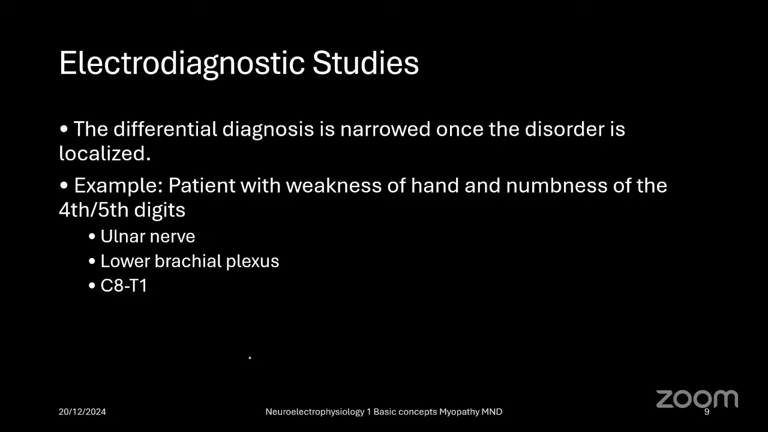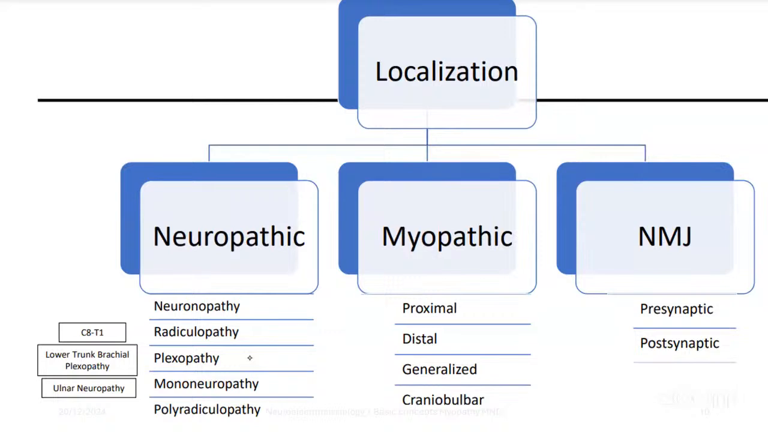Patients with weakness of the hand and numbness of the fourth and fifth digits usually, by and large, have an ulnar nerve problem. But if you look down from the brachial plexus, the ulnar nerve originates from the lower brachial plexus and the C8-T1 nerve roots, and of course the medial cord. So you can consider C8-T1 neuropathy, radiculopathy, plexopathy, mononeuropathy, polyradiculopathy.